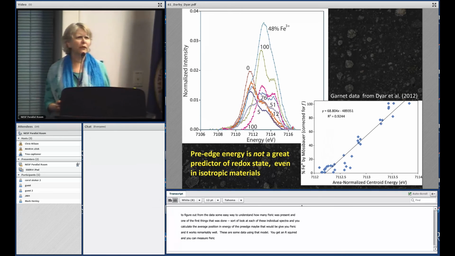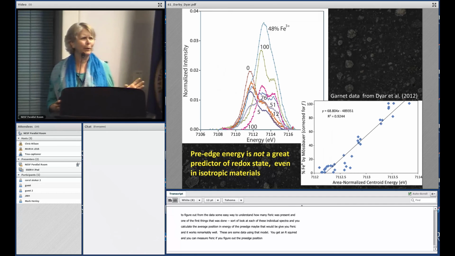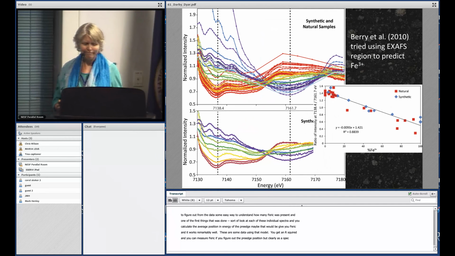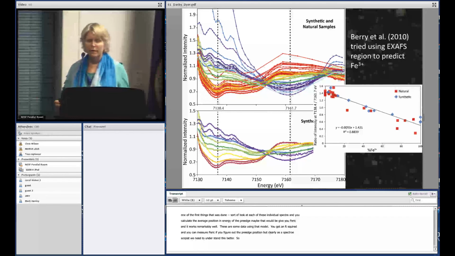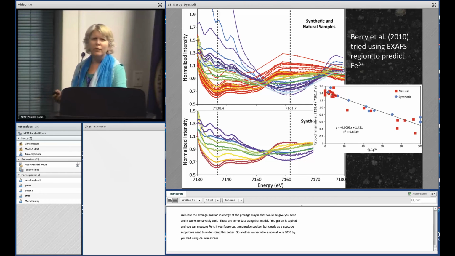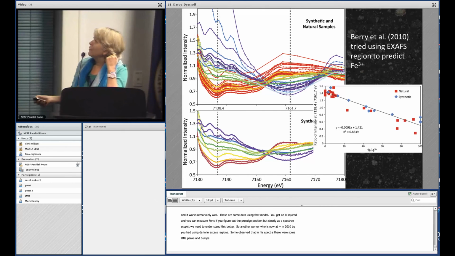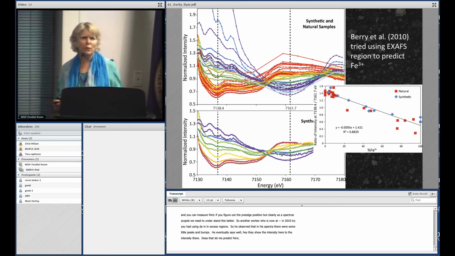But clearly, as a spectroscopist, you look at those bumps and you think, hey, this is telling us something. We need to understand this better. So another worker who's now at ANU, Barry et al. in 2010, tried using data in the XANES region. He observed that in his spectra there were some little peaks and bumps here. And it's amazing what he did. He eventually came up with an algorithm that says, what if I ratio the intensity here to the intensity there? Does that let me predict ferric and ferrous? And he got a plot that looked something like this. Again, not a bad R squared, but completely empirical again.